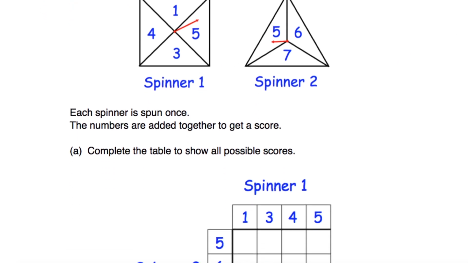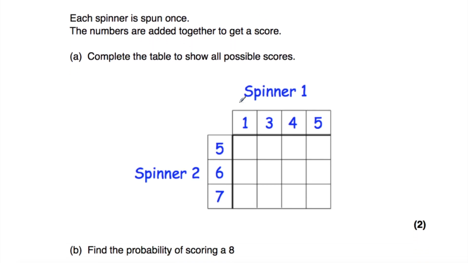And part A says, complete the table, the sample space diagram, to show all the possible scores. So we could get a 1 on spinner 1 and a 5 on spinner 2, and we're adding them together, so 1 plus 5 is equal to 6. We could get a 3 on spinner 1 and a 5 on spinner 2, and we add them together, we get 8, and so on. Let's carry on. 4 plus 5 is equal to 9, 10, 7, 9, 10, 11, 8, 10, 11, and 12. And that's it, they're the possible scores.